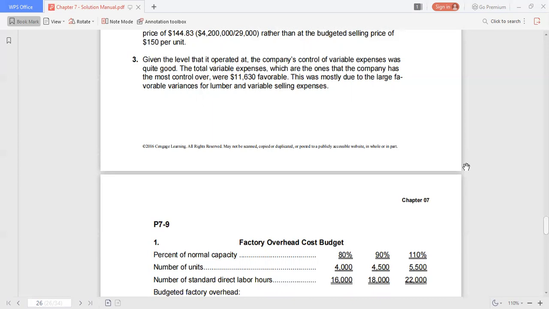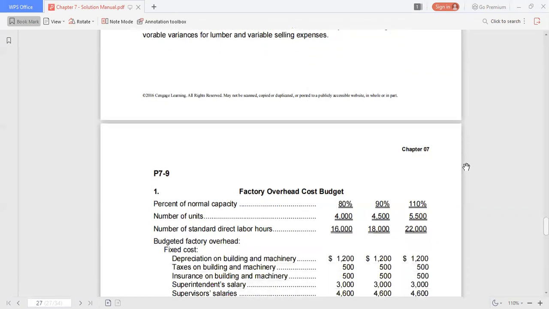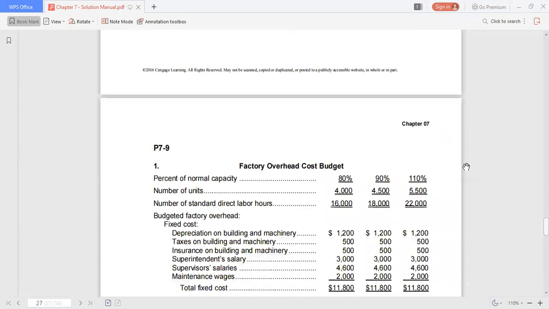So the standard direct labor hours: the normal capacity hours is 20,000. So at 80%, 16,000. At 90%, 18,000. And at 110%, 22,000 direct labor hours. So for the budgeted factory overhead, we are now going to prepare a flexible budget for the three production levels.